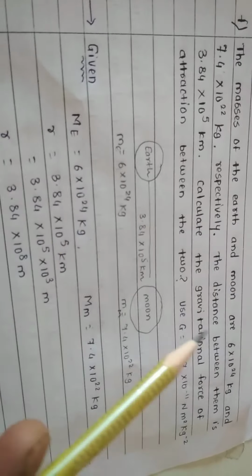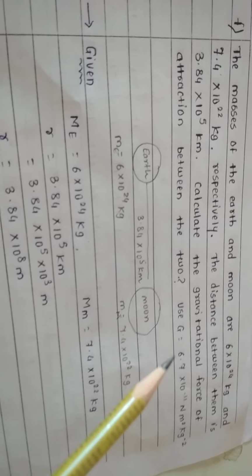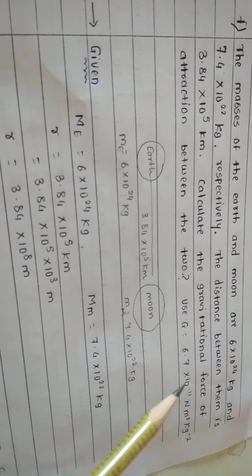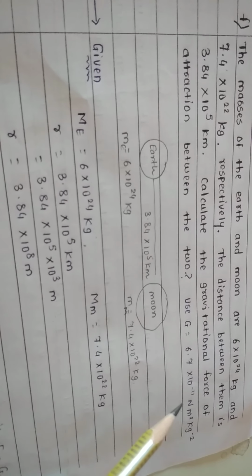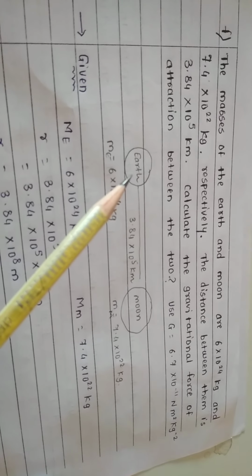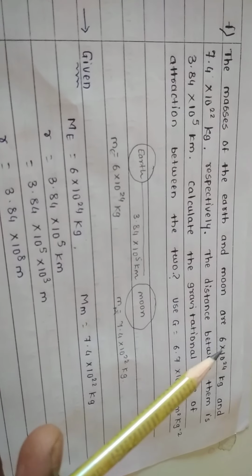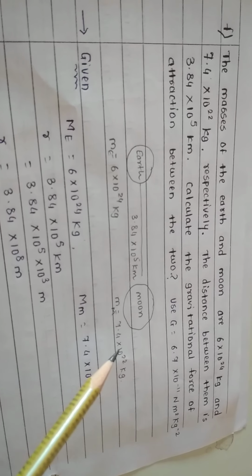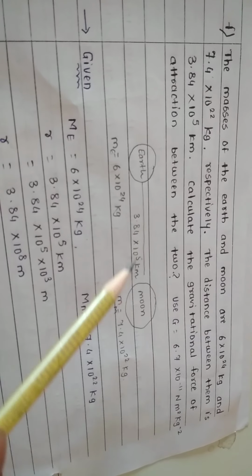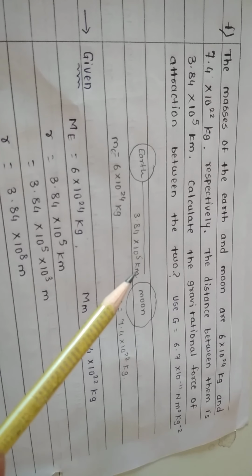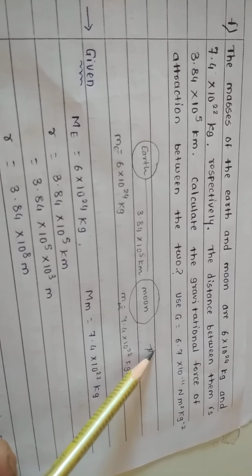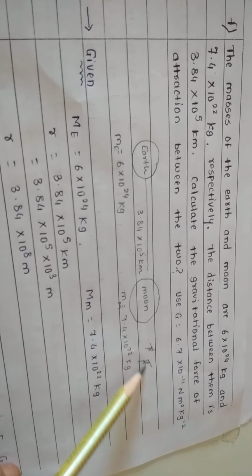Here use G, the constant value of the universal gravitational constant, 6.7 into 10 raised to minus 11 Newton meter square per kg square, or Nm² kg raised to minus 2. So here, the mass of the Earth is 6 into 10 raised to 24. The mass of the Moon is 7.4 into 10 raised to 22 kg. And the distance between these two is 3.84 into 10 raised to 5. So we have to calculate the gravitational force between the Earth and the Moon.